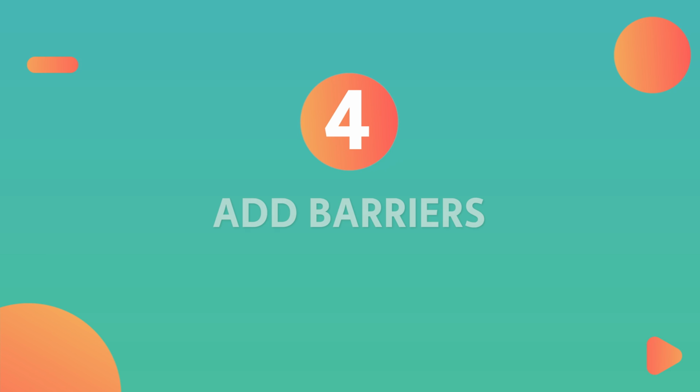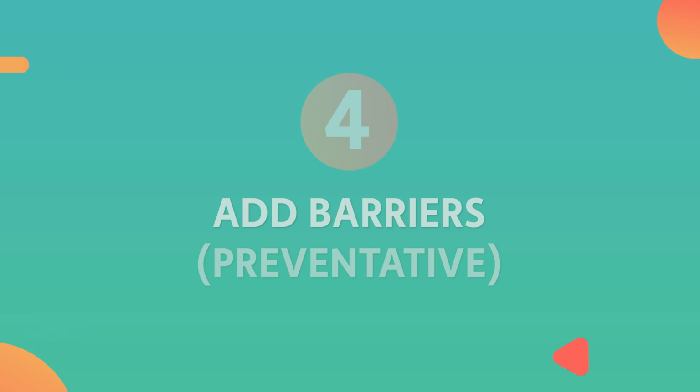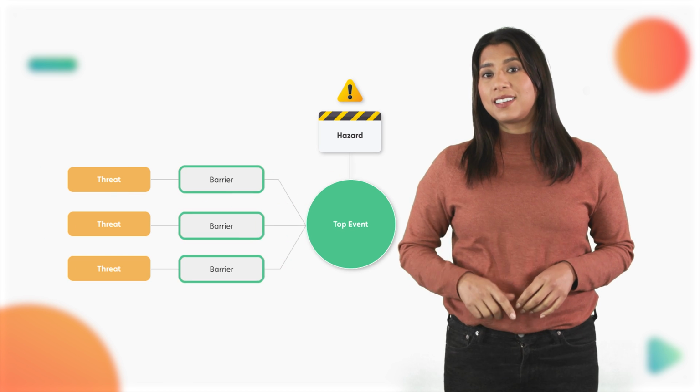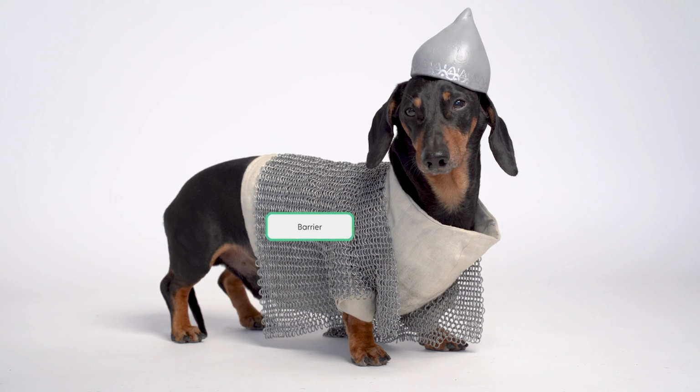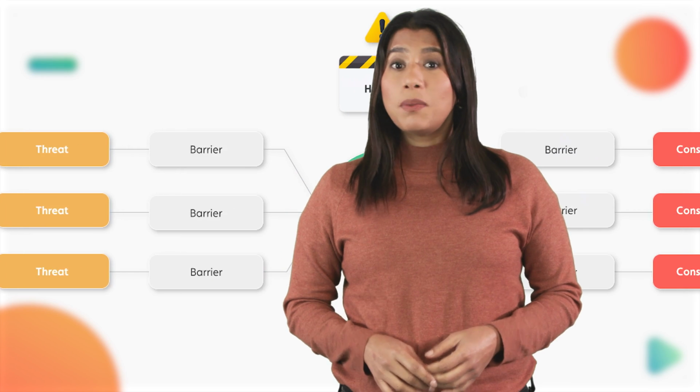Step 4, add barriers, preventative. Now let's move on to step 4, where we introduce barriers on the left-hand side of the bow tie designed to prevent the top event. They're like the gatekeepers of safety, standing guard. Let's zoom out for a second.